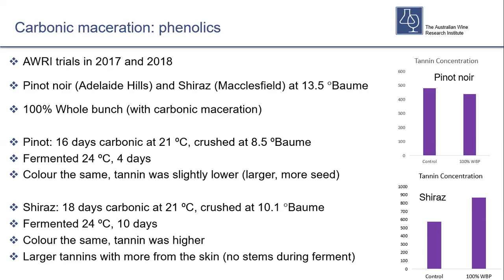For the Shiraz, it had 18 days carbonic and then was crushed at 10 Baume, again fermented out at 24 degrees, but for 10 days. And you can see there that in that case, the tannin was higher, and as we mentioned previously, the color was the same. And again, here we saw slightly larger tannins, but there was no stem contact during ferment. So most of those larger tannins came from the skin.